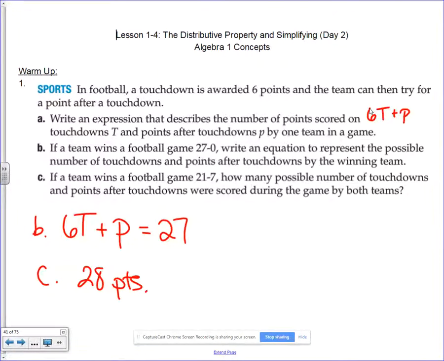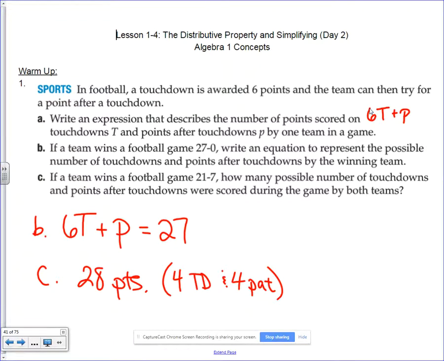How many touchdowns is that? 4. How many points after is that? And 4. What do they call them? PATs? Okay, good. Well done. You guys understand football okay, huh? Okay. All right, moving on.